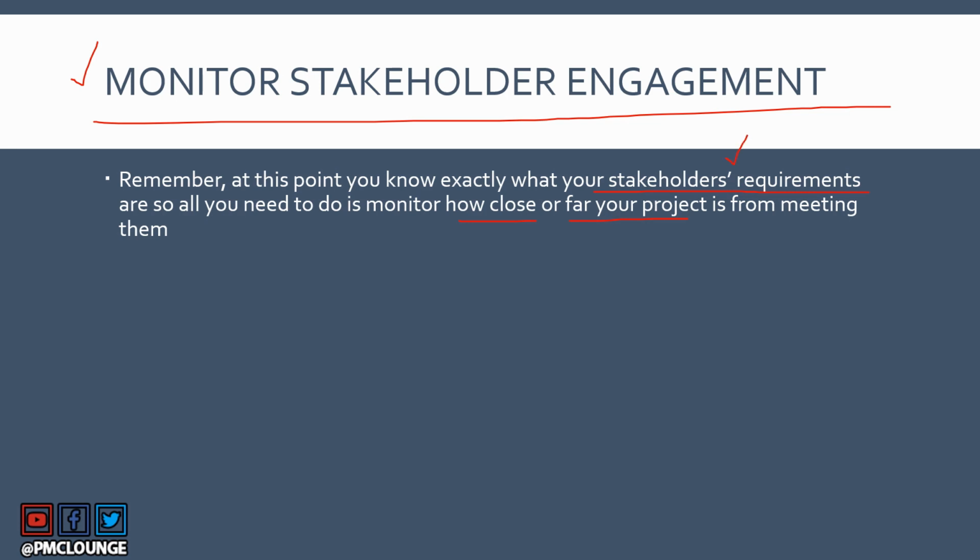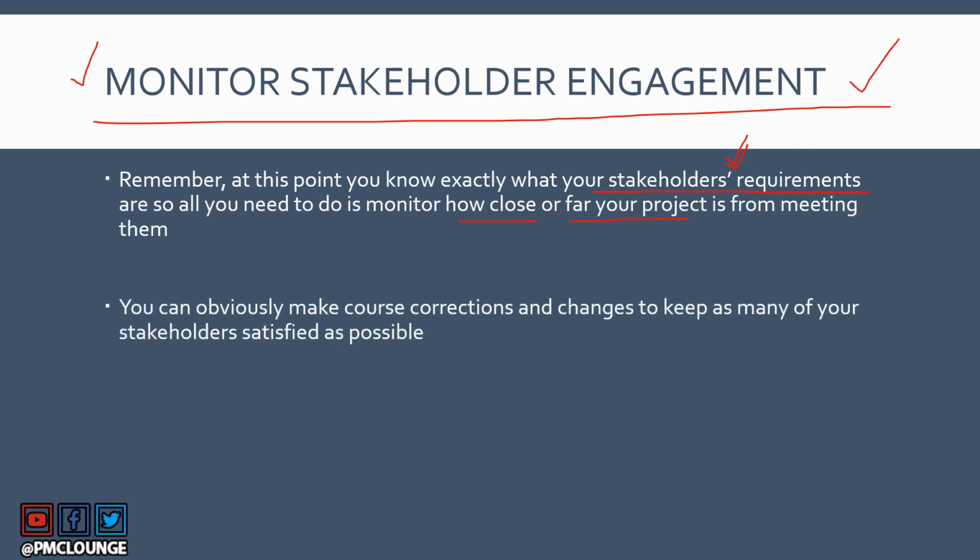Remember, the processes that fall under the monitoring and controlling process group are generally measuring something, right? So when we say monitor stakeholder engagement, you are measuring exactly how far or close you are to the stakeholders' requirements. You know their requirements and you need to understand where your project stands today and is your project going to be able to meet the requirements of the stakeholders. If not, you can tailor your strategies and you can make sure that the stakeholders' requirements are met and their engagement only increases as you move on in your project.